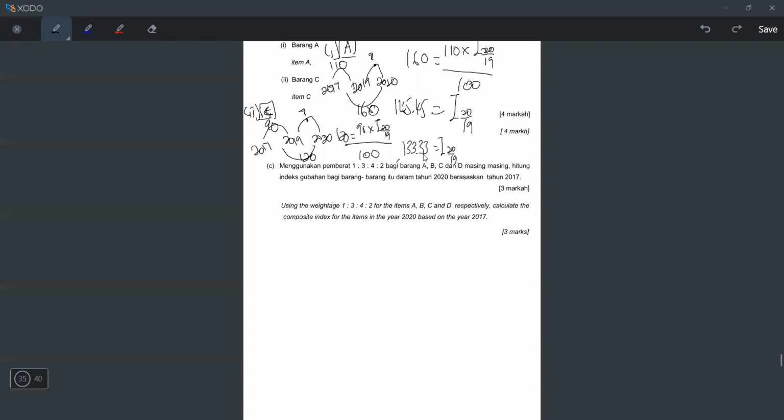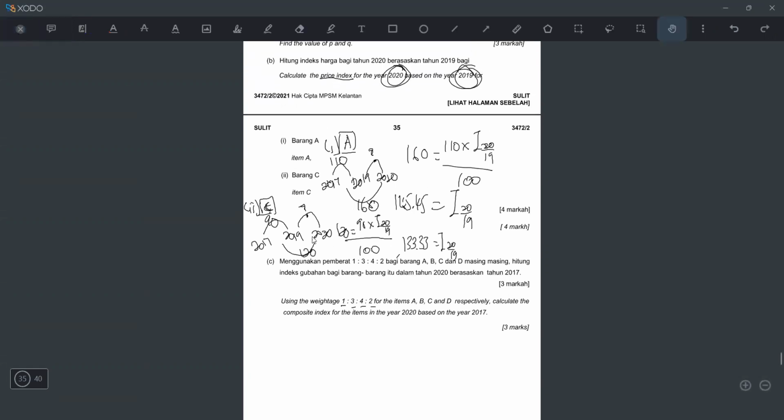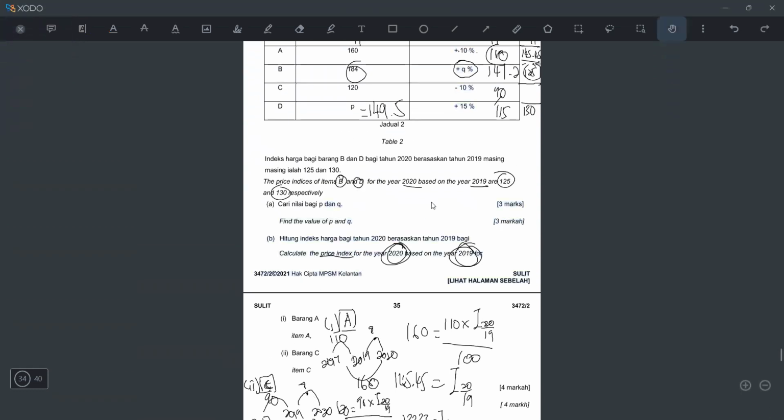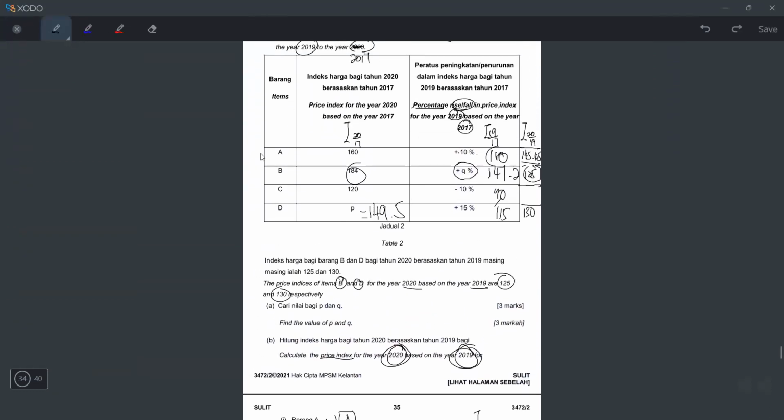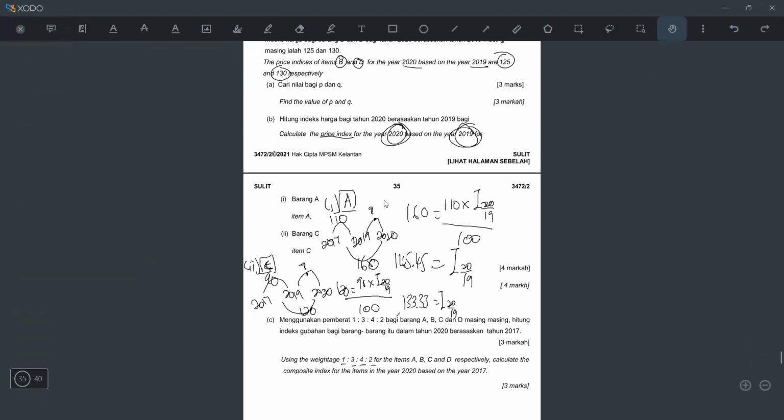Right, done everyone? If done, then I can move on to the final question already. So let's go to the last part, using the weightage 1342. What is this? The weightage. Let's go to my table, and I'll just put a W here and write 1342, because that's the weightage. The ratio means weightage.